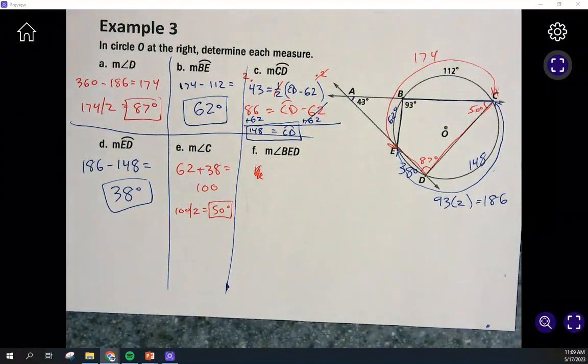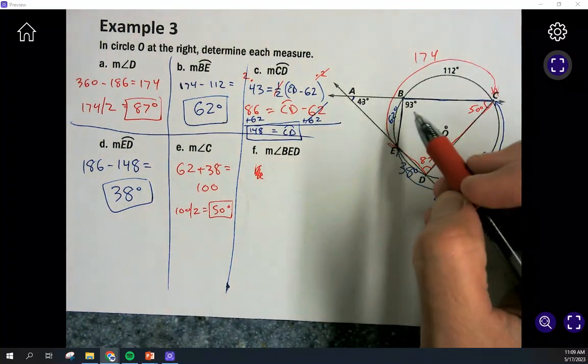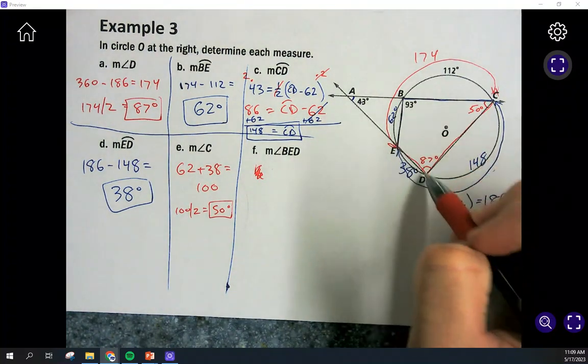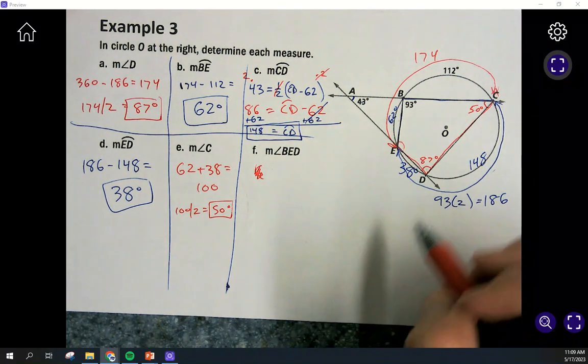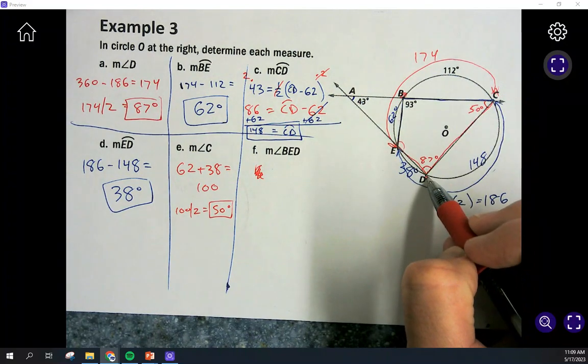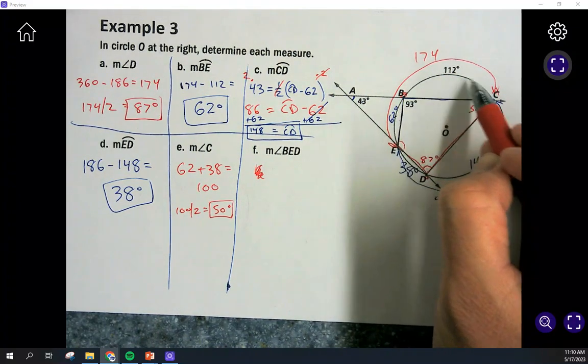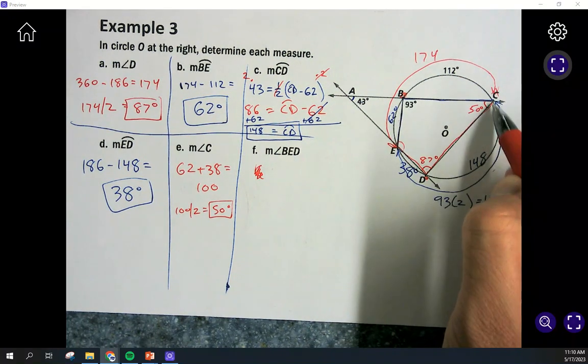All right, last one, BED. We've got a lot going on in this picture, so it starts to look a little sloppy here. But BED is this big angle in here, big obtuse angle. It projects out to B and it projects out to D. Okay, so it's going to be half the size of the arc it's creating. That arc is the 148 and the 112. That's the arc it's creating.